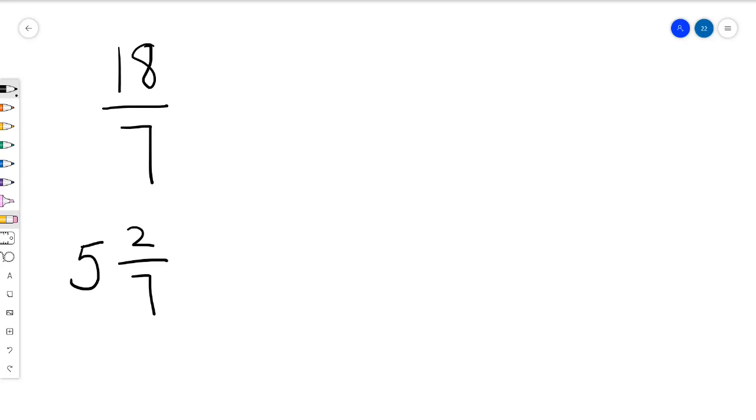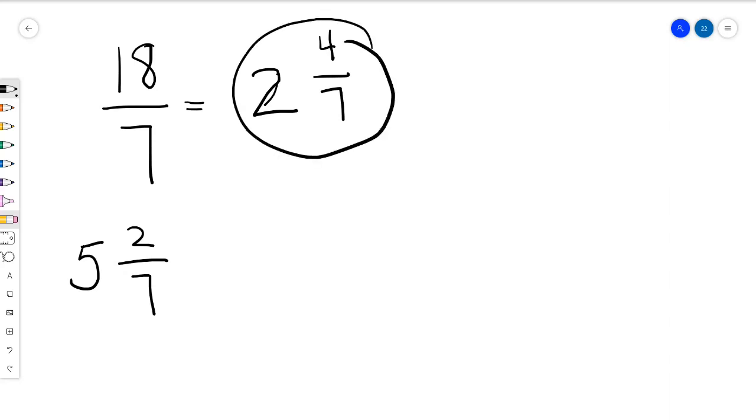All right, my top one is an improper fraction. It means the top is larger than the bottom. So to make this into a mixed number, which is 5 and 2/7, it has a whole number and it has a fraction portion. I ask myself, how many times does my denominator go evenly into my numerator? 7 goes into 18 2 times evenly, and that's 14. And what's left over is 4, and my denominator stays the same.